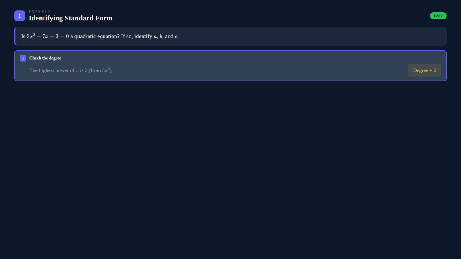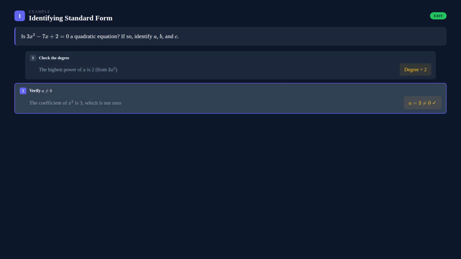Step 1. Check the degree. The highest power of x is 2, from 3x squared. This gives us degree equals 2. Step 2. Verify a is not equal to 0. The coefficient of x squared is 3, which is not 0. This gives us a equals 3, which is not equal to 0.